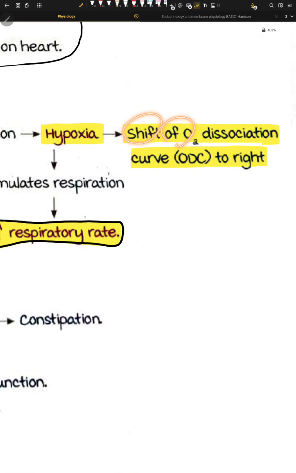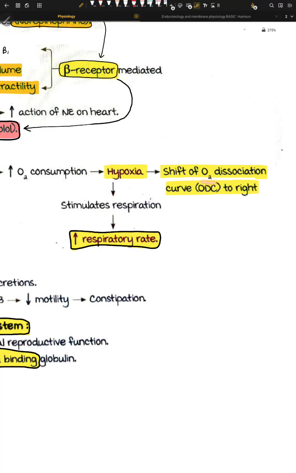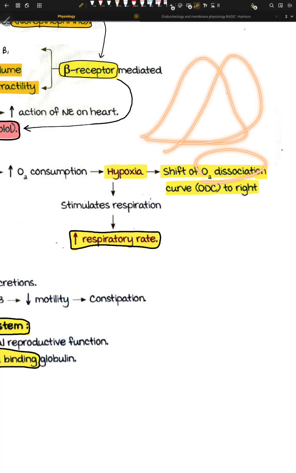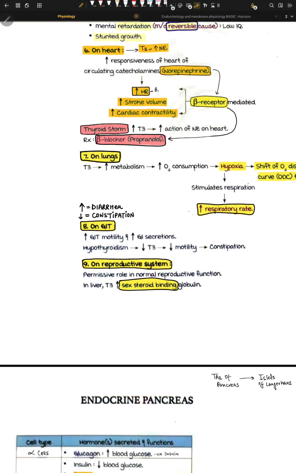Now the shift of the O2 dissociation curve goes to the right. So there is an O2 dissociation curve, it's like this. Okay, now this curve can go to the right, it can go to the left. In restrictive disease it goes to the right, in obstructive it goes to the left. Okay, so the shift of O2 goes to the right.